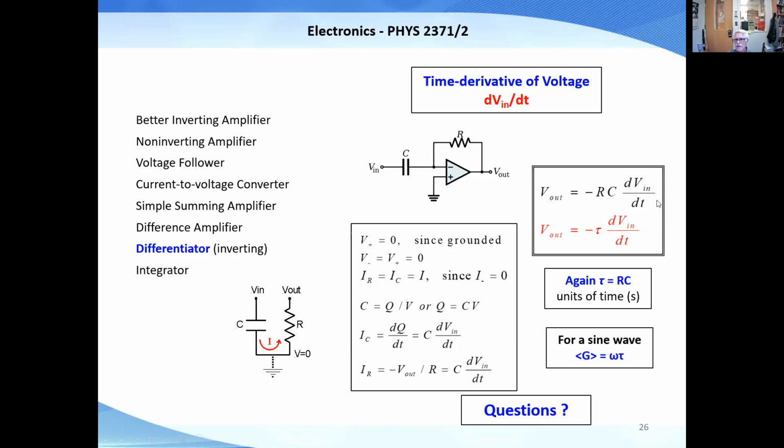When you take the derivative of sine omega t, an omega is going to come out. So that's how you get omega here. It's very, very simple to show omega tau from this. Any other questions before we move on to the integrator?